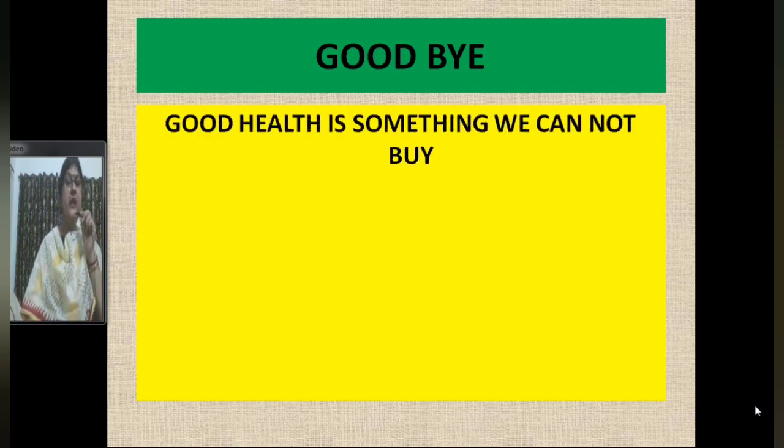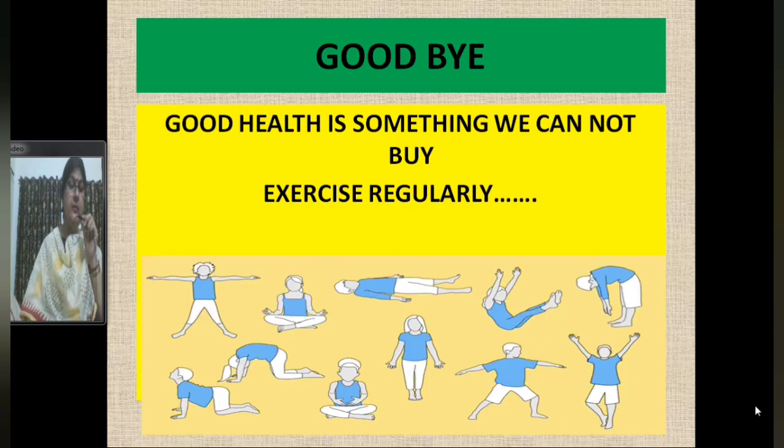Good health is something we cannot buy. So, exercise regularly.